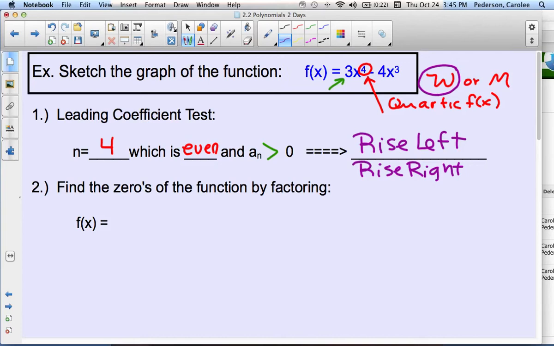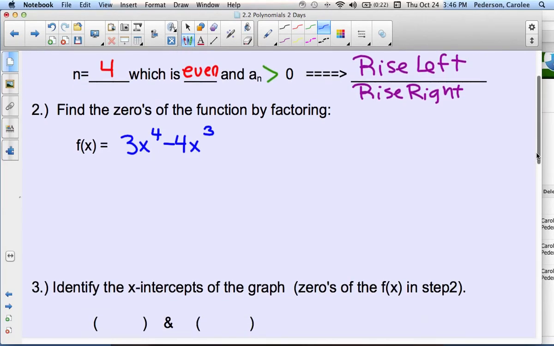Step 2, let's find the zeros of the function so we can find those x-intercepts. So our function is f of x equals 3x to the 4th minus 4x cubed. We set the function equal to 0 and solve for x, using our factoring methods that we've learned. Number 1 rule is to see if we can find the GCF. The GCF in this case is an x cubed. We're dividing out an x cubed, and we're left with 3x minus 4.